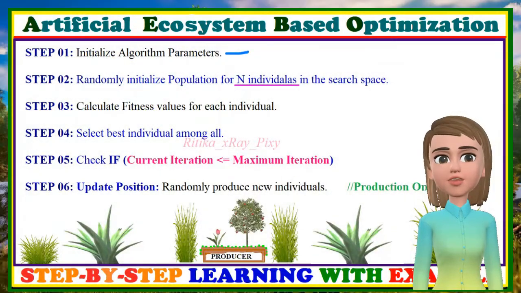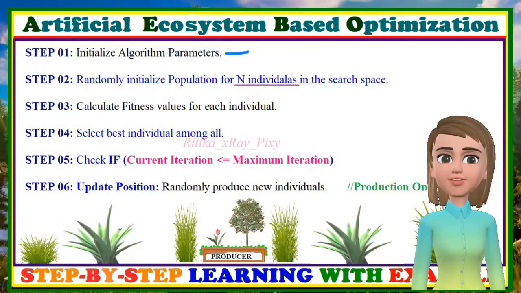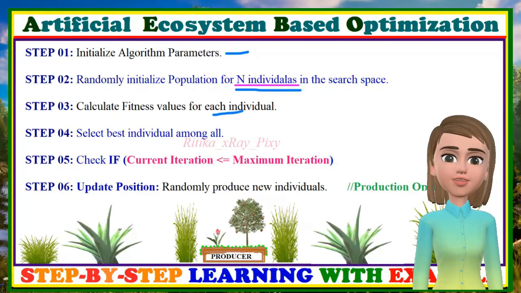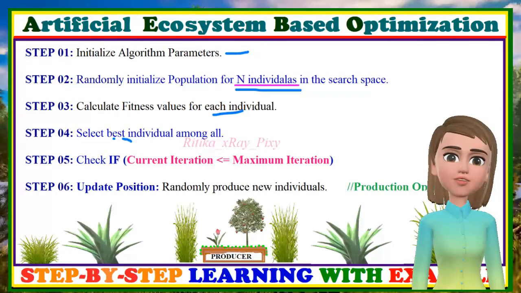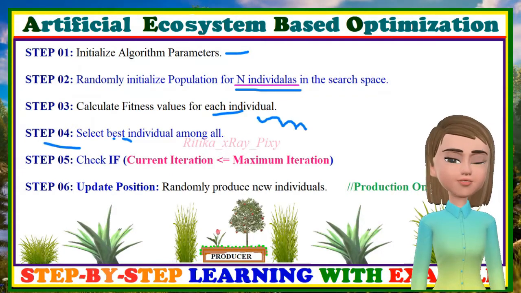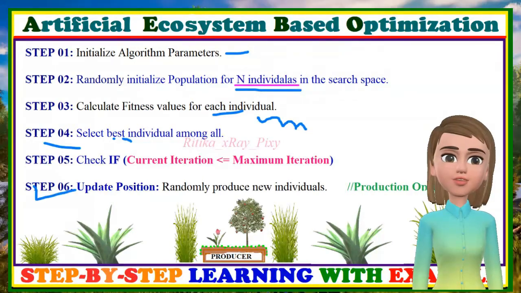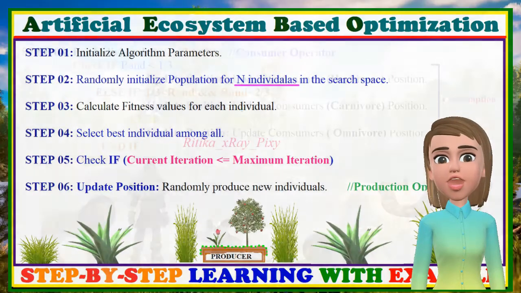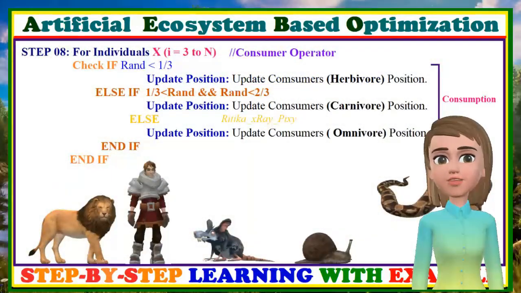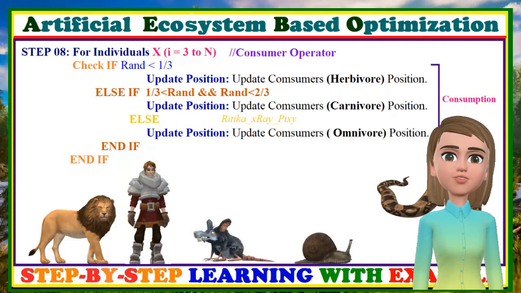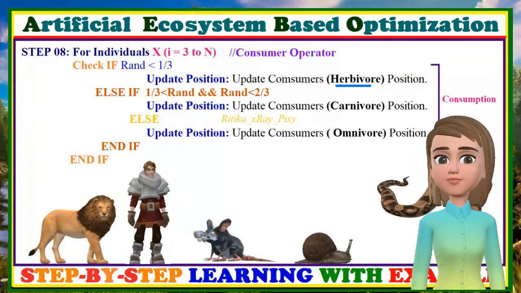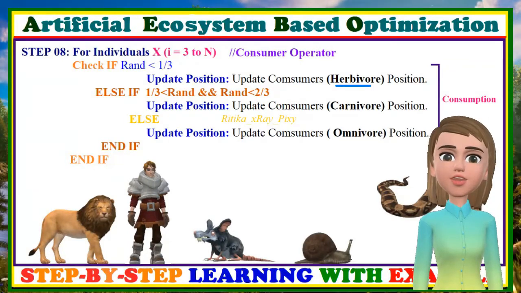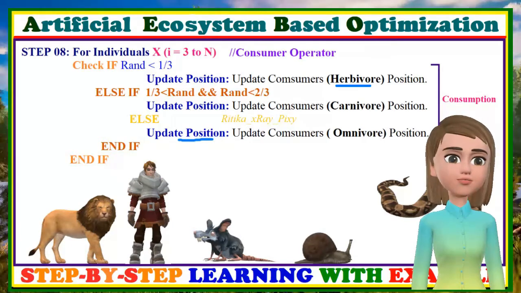First, we will initialize all the important parameters. After that, we will randomly initialize individuals' positions in the search space, calculate fitness values, arrange them in descending order, and then select the best among all. After that, we will update the position for the producers, consumers, and decomposers. Here you can see we have consumer. If the consumer is herbivore, update according to herbivore behavior. If it is carnivore, update according to carnivore behavior. Else update according to omnivore behavior.